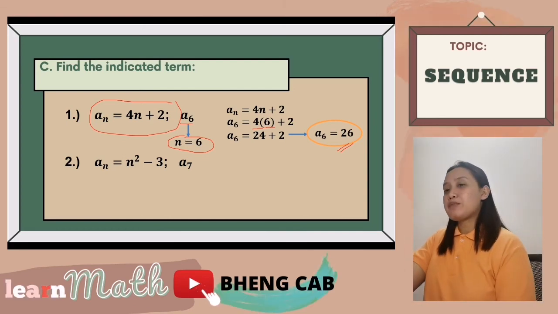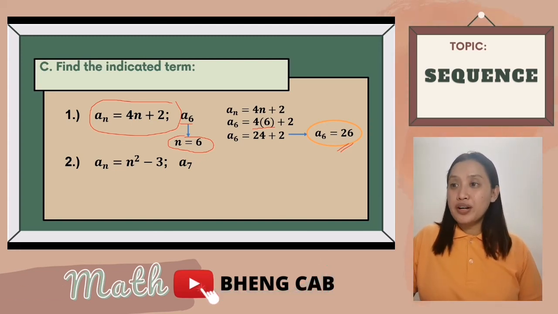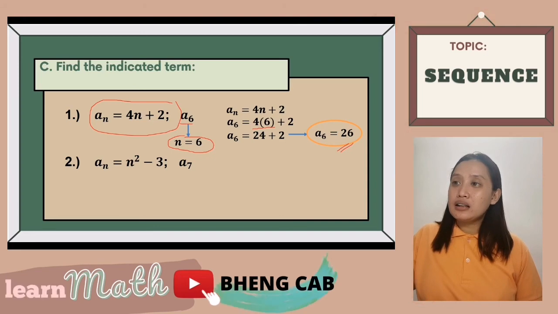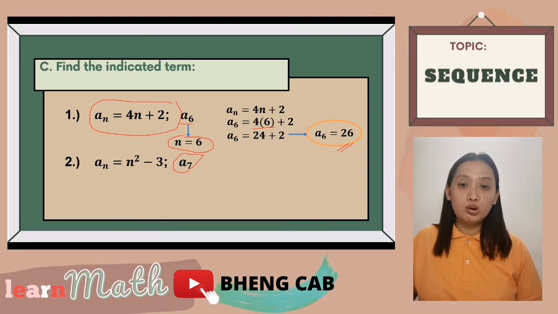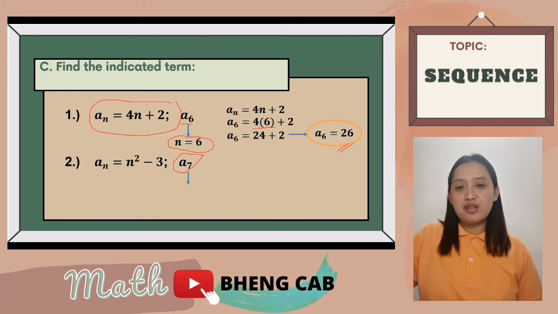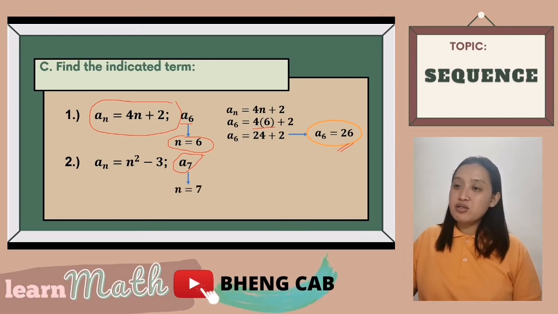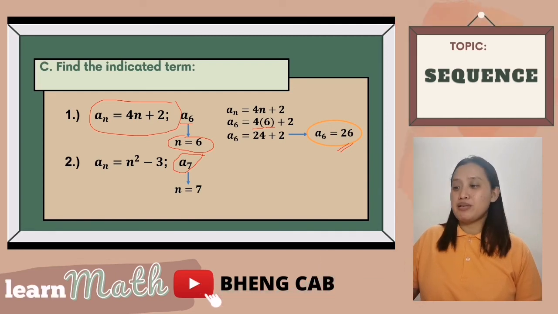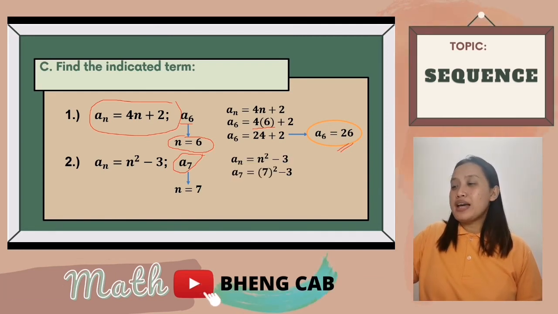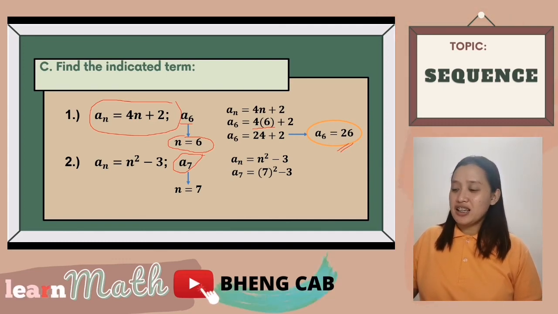Okay. How about for example number 2? Ang ating general rule ay a sub n equals to n squared minus 3, at ang objective natin ay hanapin ang pang-pitong term. So, ibig sabihin dito, if we have a sub 7, then meaning to say we have n equals to 7. And this 7 should be substituted here. Pa-plug in natin siya dito sa n na meron tayo sa general rule. So, a sub 7 equals to 7 squared minus 3.